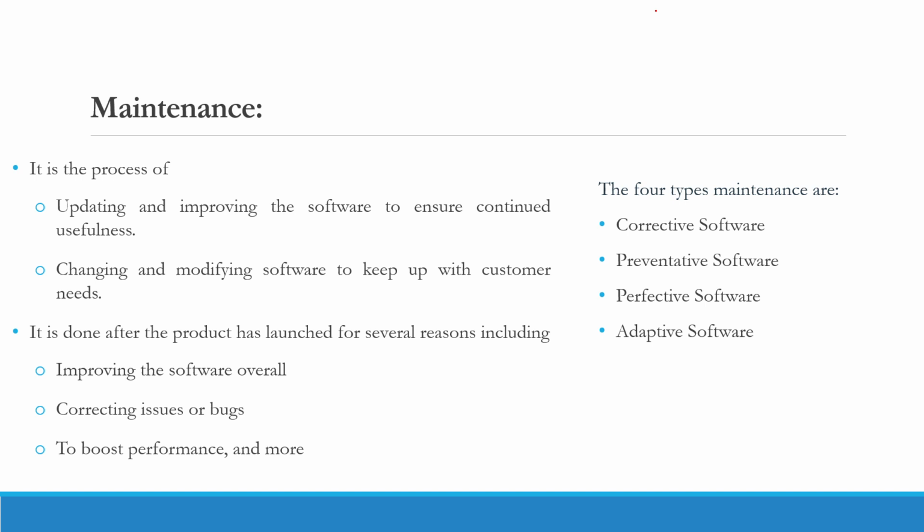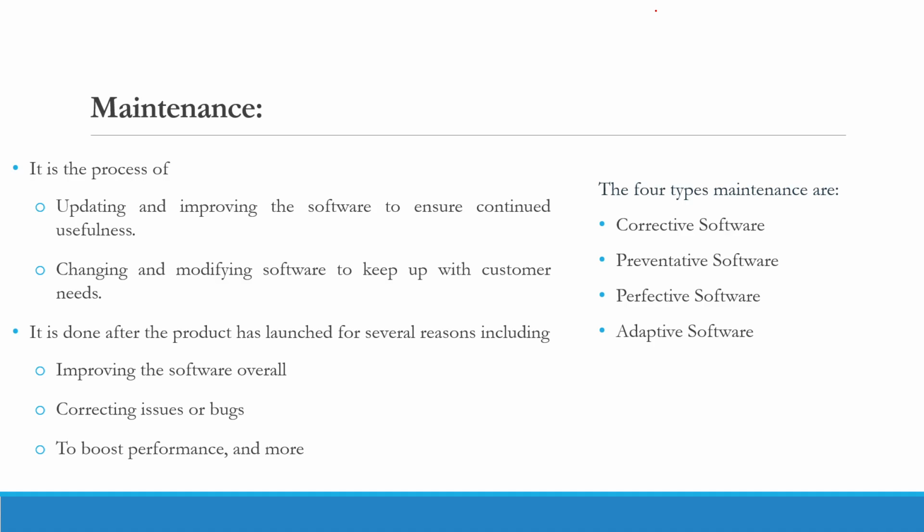The last phase of any software life cycle is maintenance. Maintenance is the process of modifying, updating, and changing the software. Updating and improving the software ensures continued usefulness, vertically or horizontally. The software may be maintained, modified and changed to improve its quality or to meet the needs of the customer.